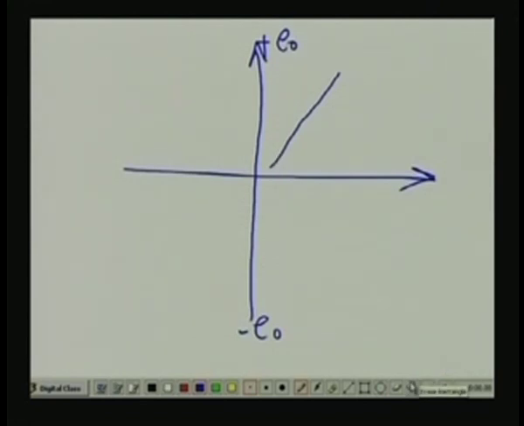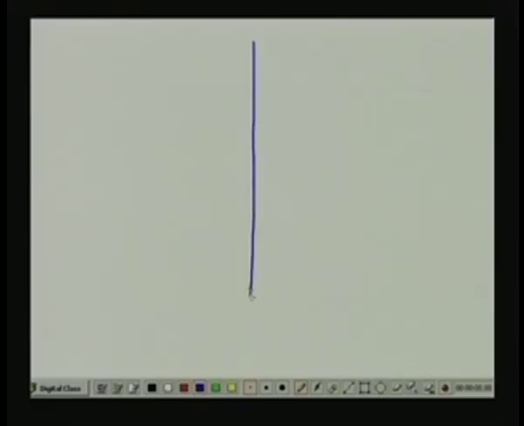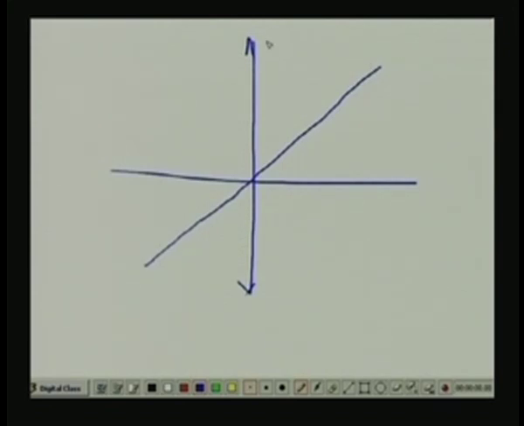I am sorry. Let me take another page. So, right. This is our output voltage, this is positive, this is minus E naught, this is x, plus x, 0, this is minus x.